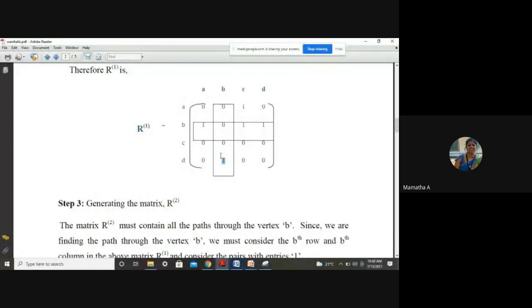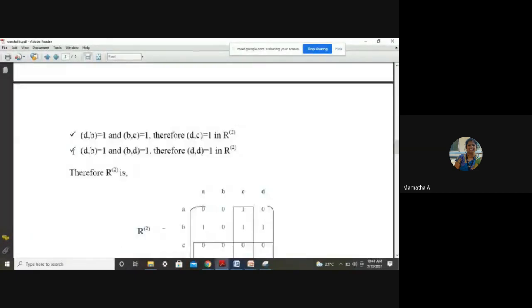Right? D comma B to be combinated with B comma A, B comma C, B comma D. So any column entry you take, combinate with all the ones in the rows. So you should not miss it. Okay. So you can see that D comma B to be combinated with B comma C. D comma B equals to 1, B comma C equals to 1 indicates that there is a path from D comma C. Therefore, D comma C equals to 1 in R2.